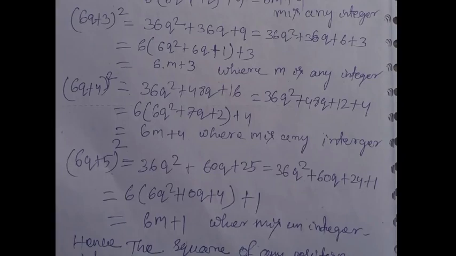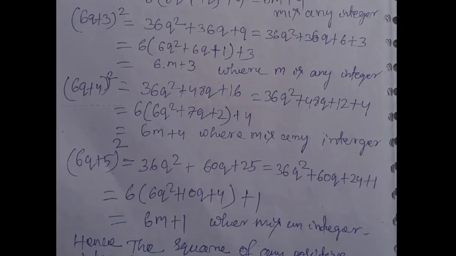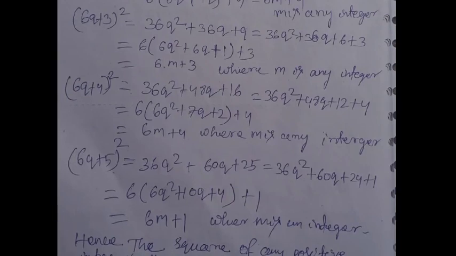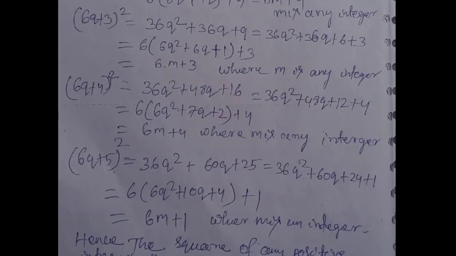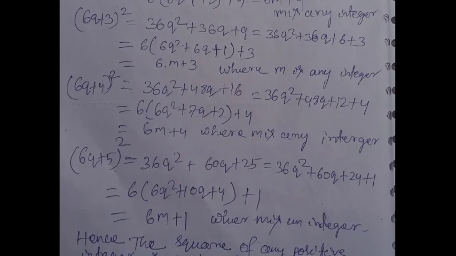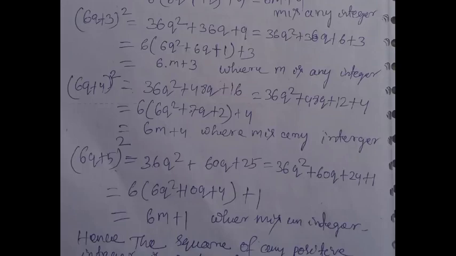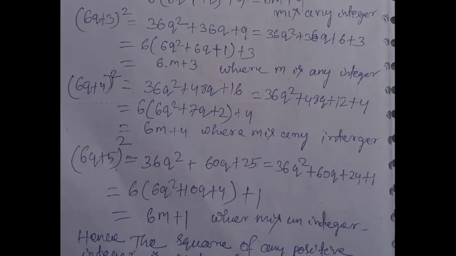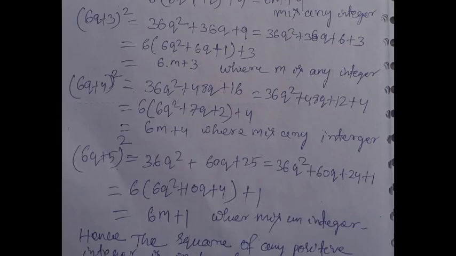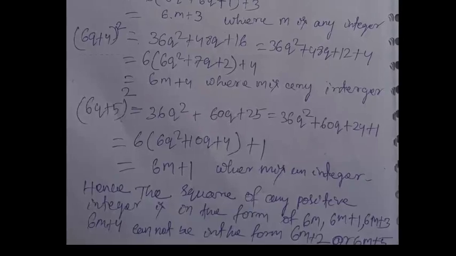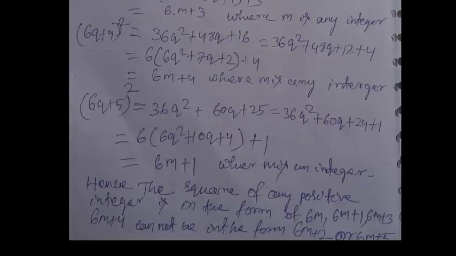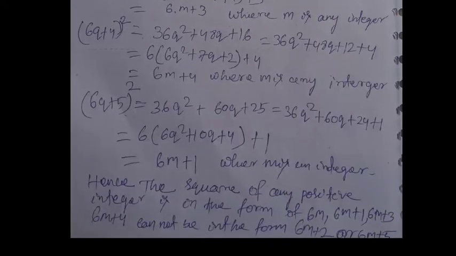Then (6q+5)², that is 36q² + 60q + 25, equal to 36q² + 60q + 24 + 1. See, after taking 6 common, 25 will be converted into 24 + 1. So 6 common, then 6(6q² + 10q + 4) + 1. It is in the form of 6m + 1, where m is an integer. Hence the square of any positive integer is in the form of 6m or 6m + 1 or 6m + 3 or 6m + 4, can't be in the form of 6m + 2 and 6m + 5.